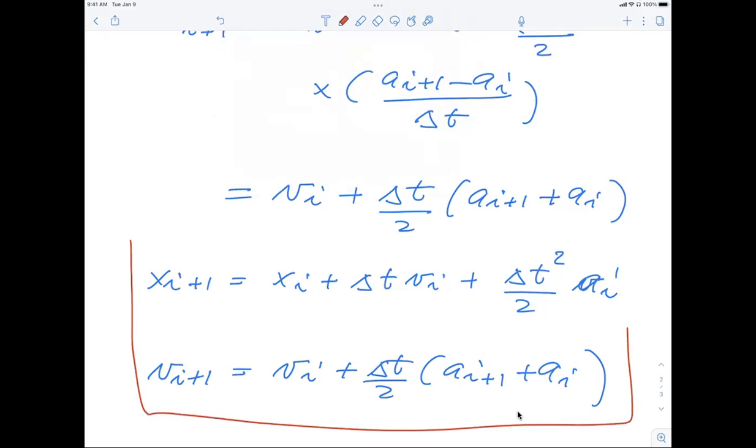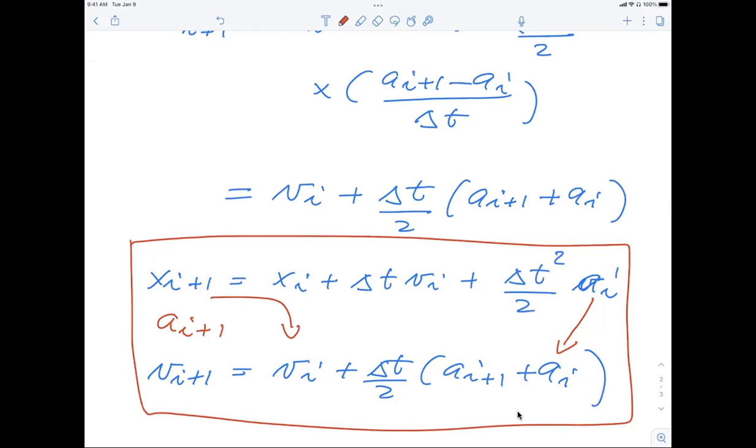there are two things you need to pay attention to. This acceleration feeds in here, but you need to calculate the new acceleration based on the new position. So you need an intermediate calculation here in order to calculate the acceleration at the new stage. So a of i plus 1 needs this quantity here. There's going to be a function f of x of i plus 1, which calculates the acceleration.